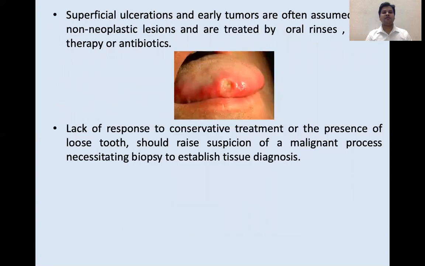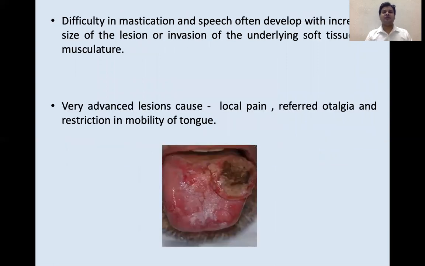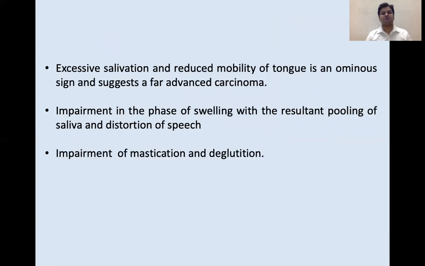Superficial ulceration and early tumors are often assumed to be non-neoplastic. Any tumor which lacks response to conservative treatment, or the presence of loose teeth, should raise great suspicion of malignancy and requires biopsy to reach a definitive diagnosis. Difficulty in mastication and speech often develops with the size of the tumor. In a very advanced lesion, the patient can feel local pain, referred otalgia, and restriction in the mobility of the tongue.